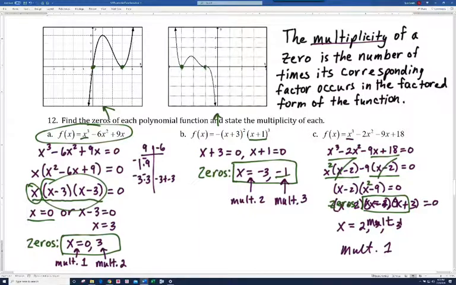And so what we are seeing here is if our zero has a multiplicity that's odd, at the corresponding x-intercept on the graph, the graph crosses at that intercept. If the multiplicity of our zero is even, then when we look at the corresponding x-intercept on the graph, that's where the graph is going to bounce. All right, so let's go ahead and practice this.